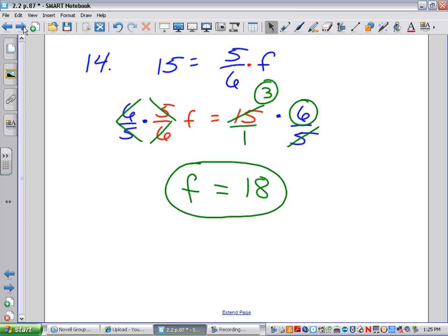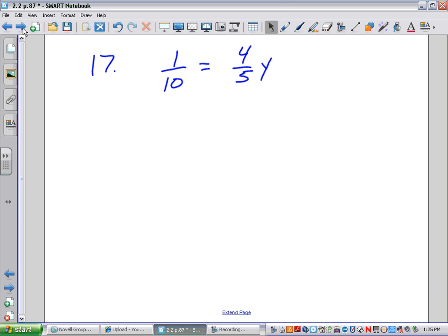2 more. Number 17. 1/10 is 4/5 times y. Times sign there. I'm going to, of course, put my 4/5 y first. My 1/10 is kind of reverse the equation. I would do just like I did on 15, multiply by the reciprocal, which would be 5/4. So I also have to multiply this by 5/4. That allows me to mark out my 5's, because that's cross canceling, and mark out my 4's.